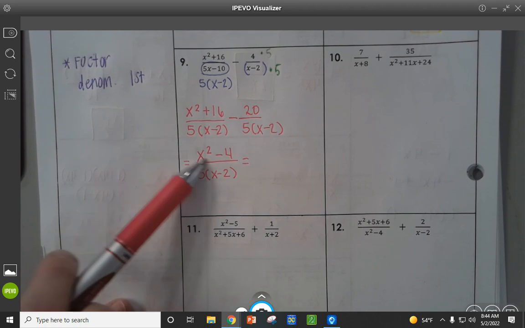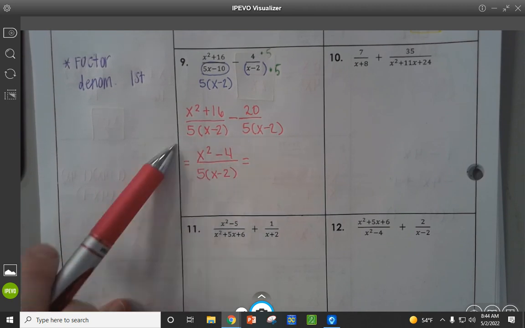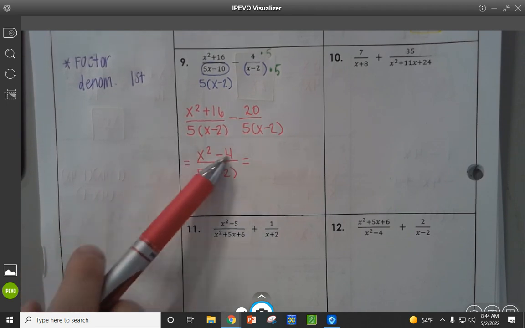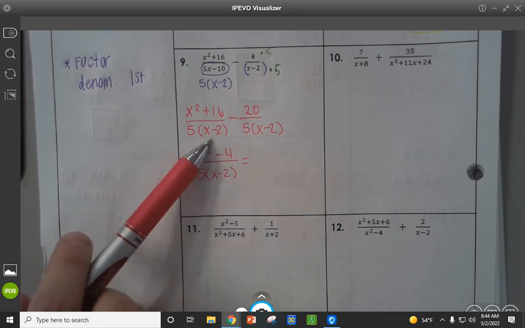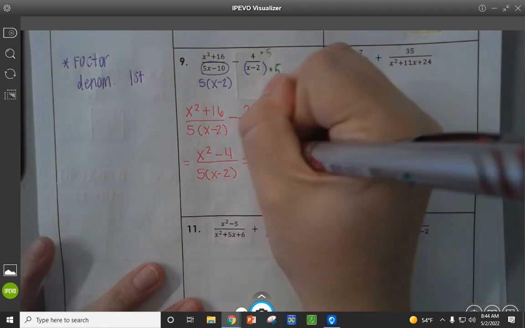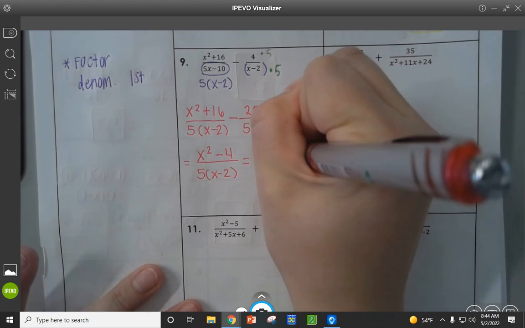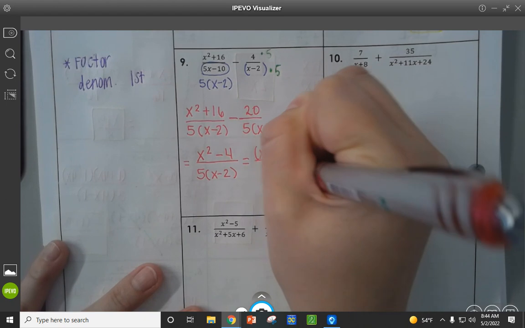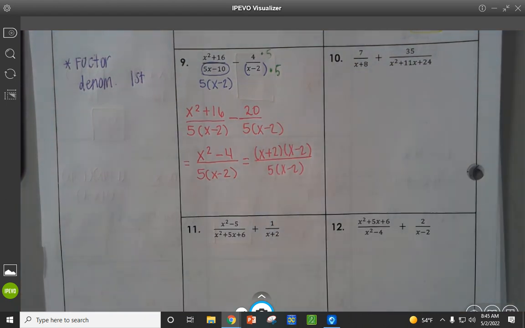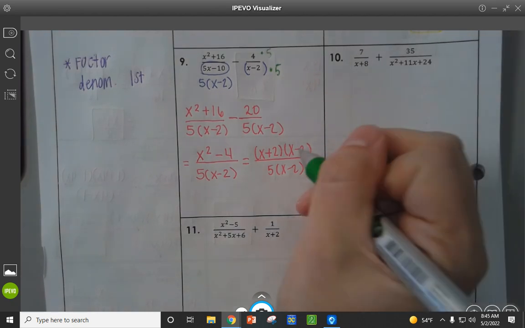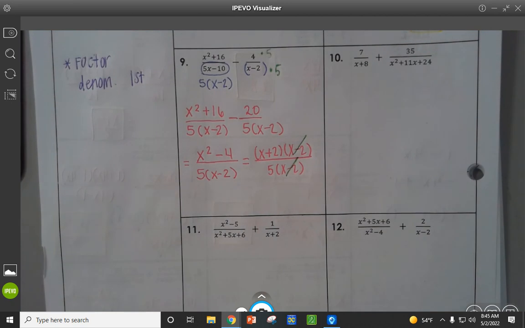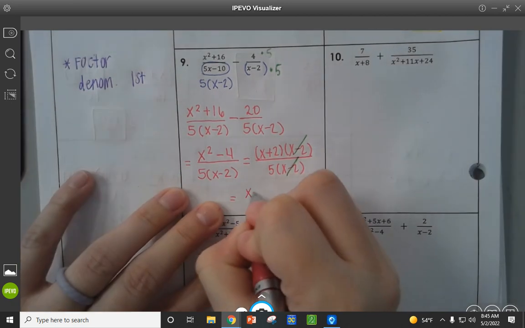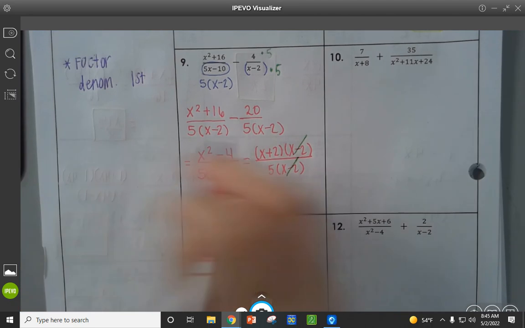How do we factor this top? The x squared minus 4. What is that? Difference of squares. So it's x plus 2, x minus 2, and then 5 times x minus 2 on the bottom. Our x minus 2's cancel, leaving us with x plus 2 over 5.